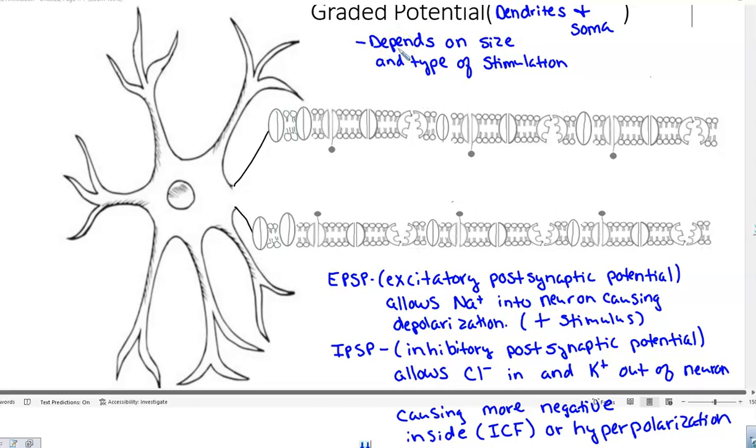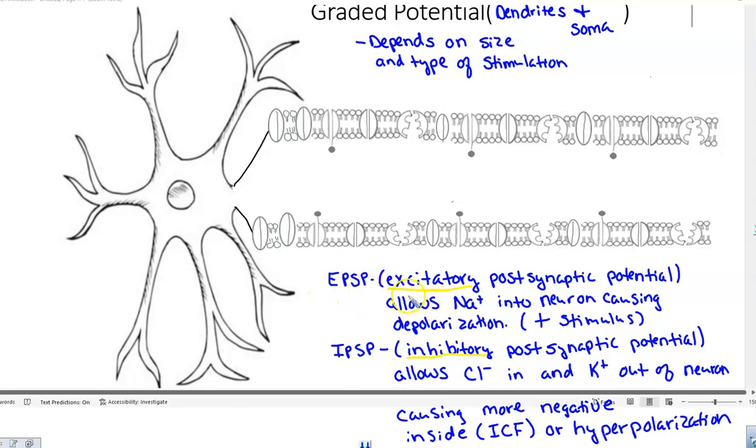potential will depend on the size and the type of stimulation you've got coming in. So sometimes you've got some positive information coming in telling the neuron to act, and sometimes it'll tell the neuron to stop acting. So we're going to see a variation. It's graded. You know, sometimes you get A's and sometimes you get B's, and so sometimes it's good, sometimes it's bad, etc. So we're going to look at the different types of stimulus that comes in to the dendrites or sometimes comes directly to the cell body. So again, our graded potentials are here.